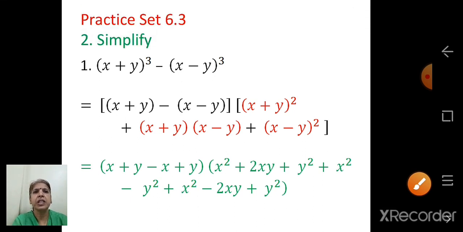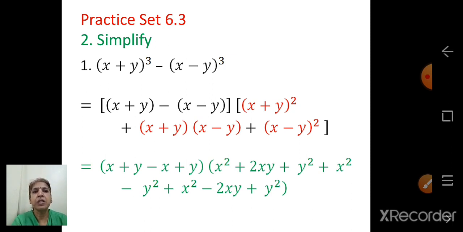Now next question, it is practice set 6.3, simplify. Now here it is not given factorize, here it is simplify. So seeing the question, we will find out which formula is to be applied and accordingly we will simplify. First one is x plus y the whole cube minus x minus y the whole cube.